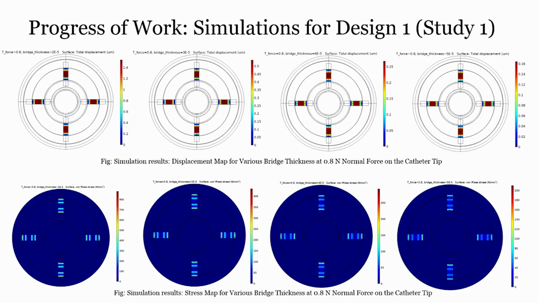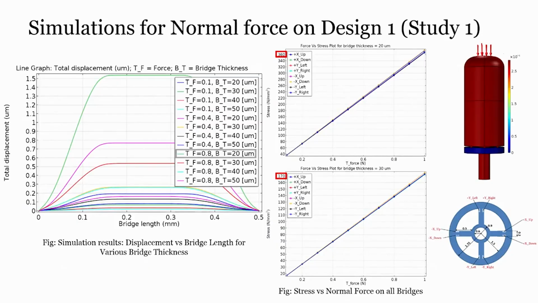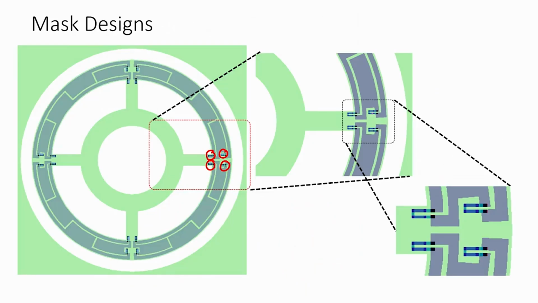And here we have shown the displacement map for various bridge thickness at 0.8 Newton normal force on the catheter tip, that how each sensor would behave, and you can clearly see that the stress is right on the bridge. Because of the stress or strain, the resistance would change, because these are all piezoresistors, right. So, let me show you very quickly how you can diffuse one single piezoresistor, and then you can take it forward from there. So, I will just show it to you.